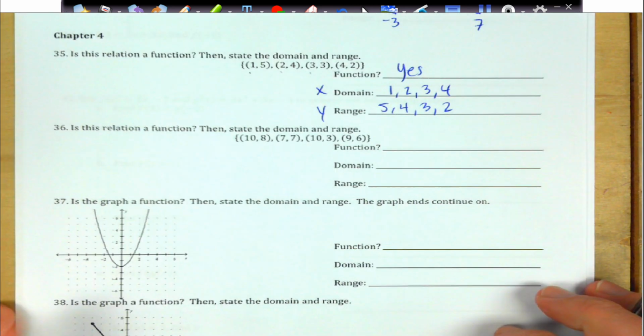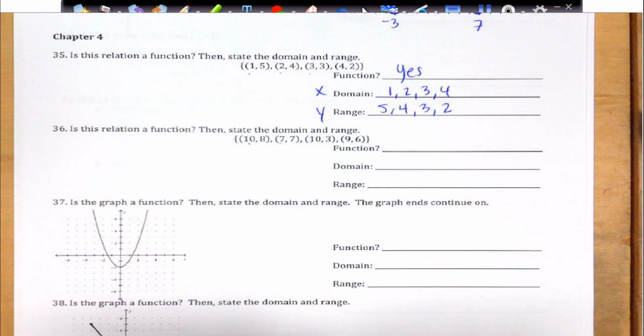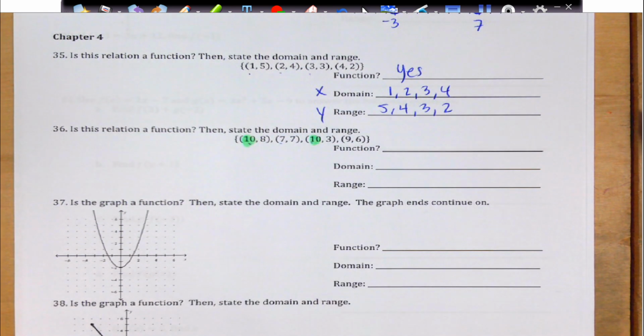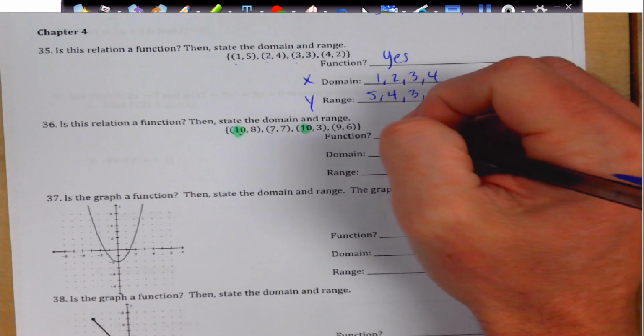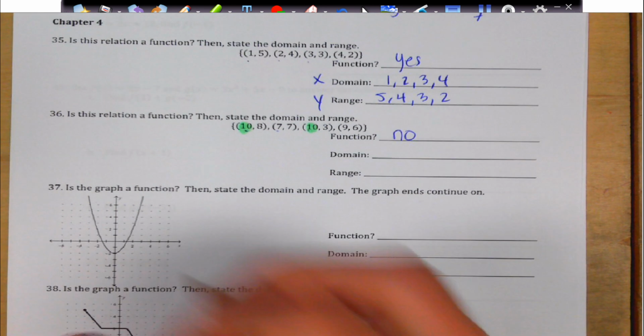Okay? All right, is there any repeat in my x's? Let's see. Okay, so right here, we have 10 twice, and we have 2 different y values, so that's no bueno. So the function, no. Every x value can only have one y value.